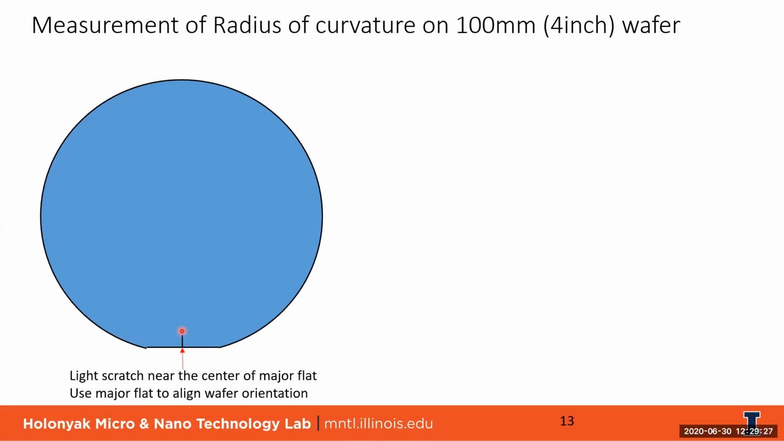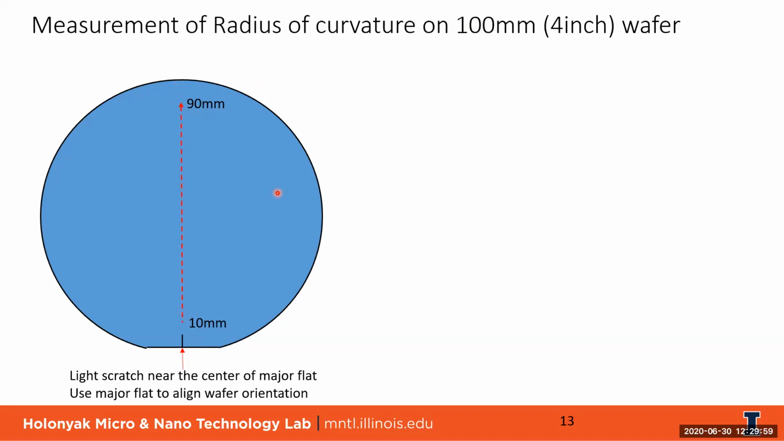So this is just to mark the location, mark the direction of the scan using the major flat and the scratch. After we make a light scratch, typically about 2 millimeter long, we will move from the major flat edge up 10 millimeter. We don't want to scan too close to the edge because there may be some edge effect. Then we will scan 80 millimeter for a 100 millimeter wafer. We don't want to scan all the way to 100 millimeter, again, due to the edge effect.